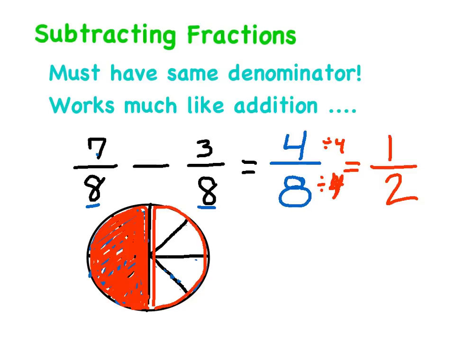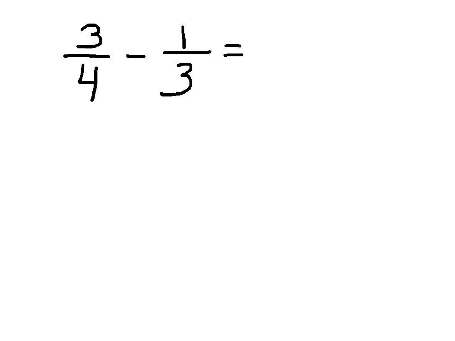So this was an example where I had the same denominator and how I go about subtracting the fractions. Let's now look at an example where I do not have the same denominators. So I'm going to set it up the same way I did in addition. I'm going to do 3/4 minus 1/3. I'm going to set it up vertically just to give myself a little bit more room to work.